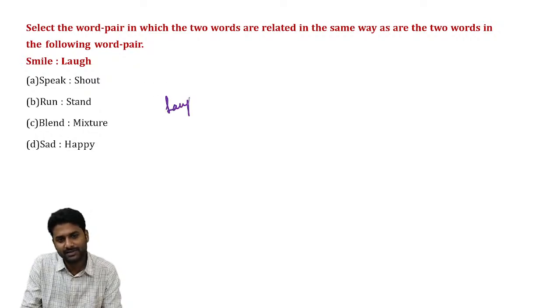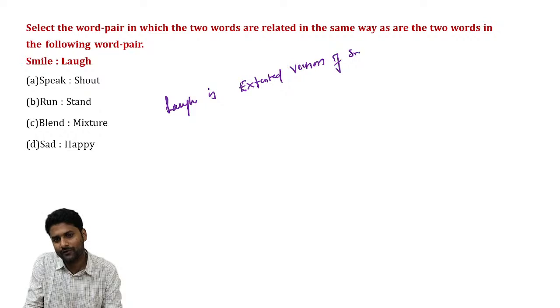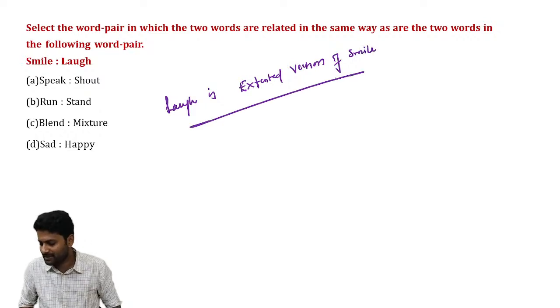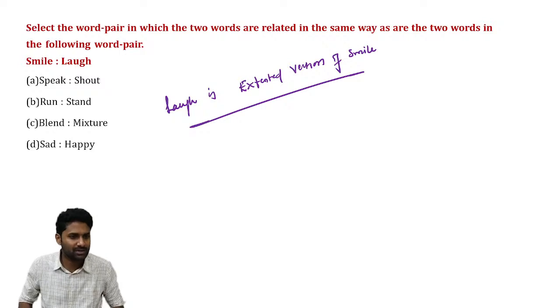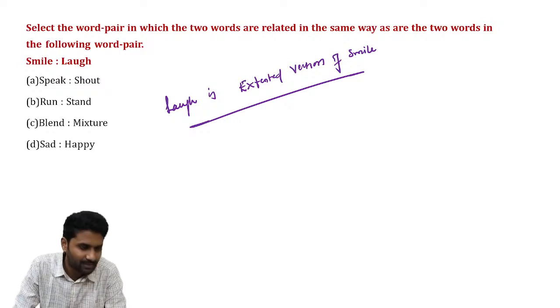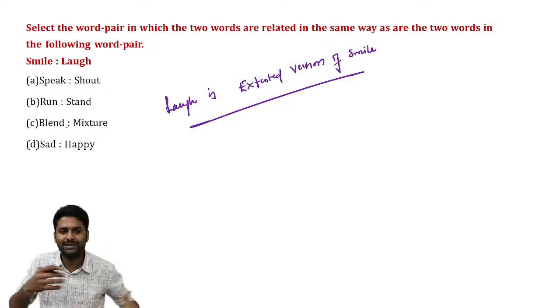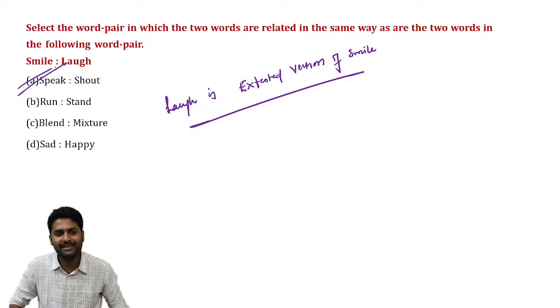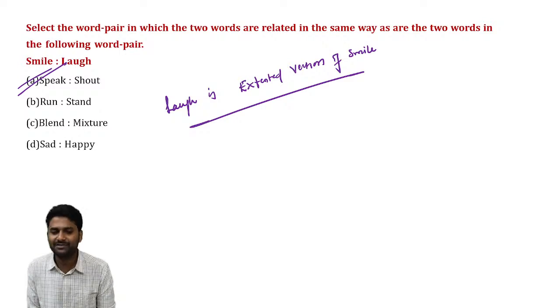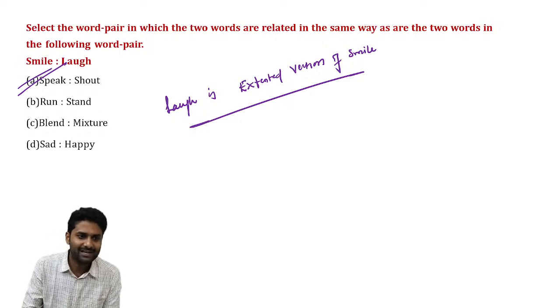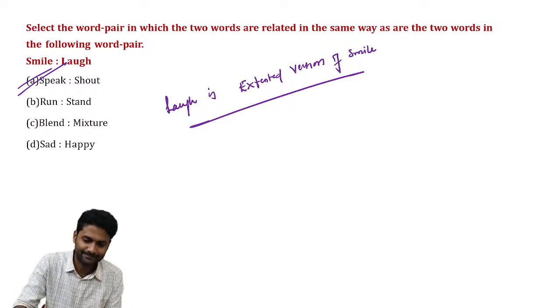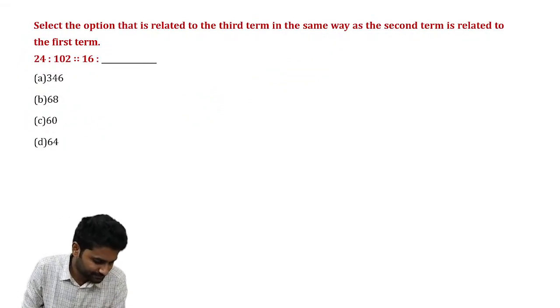As you're aware, laugh is the extended version of smile. If you observe that relation, then see speak and shout. Run and stand. Blend and mixture. Sad and happy is an opposite word. Blend and mixture is also not an extended form. If you observe, option A is correct. Why? Because shout is the extended version of speak. That's why the suitable option A is the correct answer. Next, move to the next question.